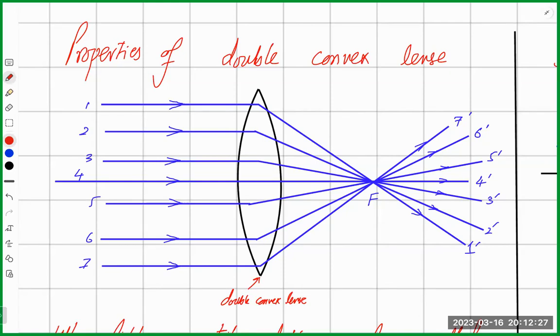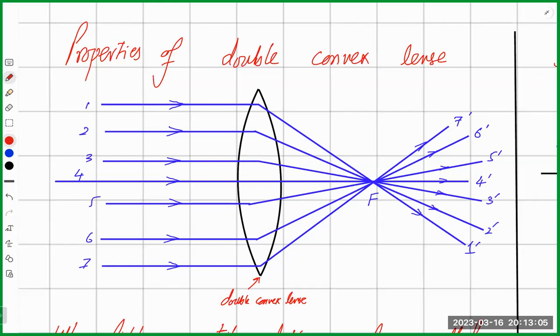On the diagram, I have labeled every ray with the numbers 1, 2, 3, 4, 5, 6, 7. The line 4 is actually the principal axis. Rays 1, 2, 3, 5, 6, 7 are parallel to the principal axis at different distances above and below the line. So when light rays go parallel to the principal axis and pass through the lens, they converge on one point known as the focal point or principal focus.